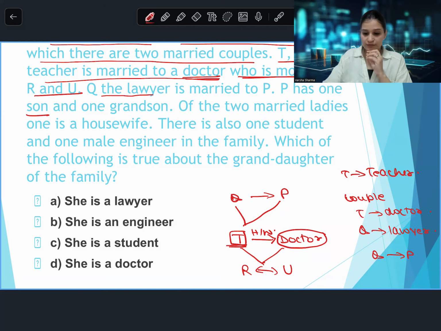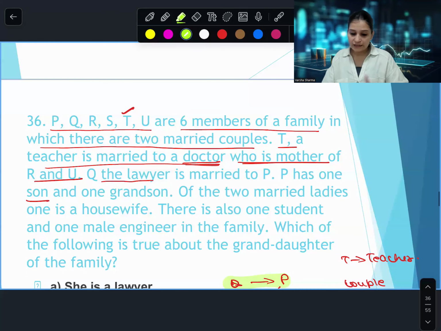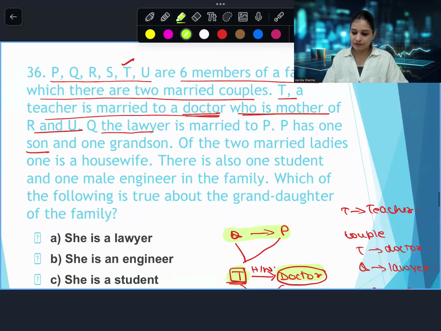Yes, ma'am. We already got 2 couples. Q and P are the couple, and T and this doctor is the couple. Agree? So out of all the letters, I guess only one letter is remaining.